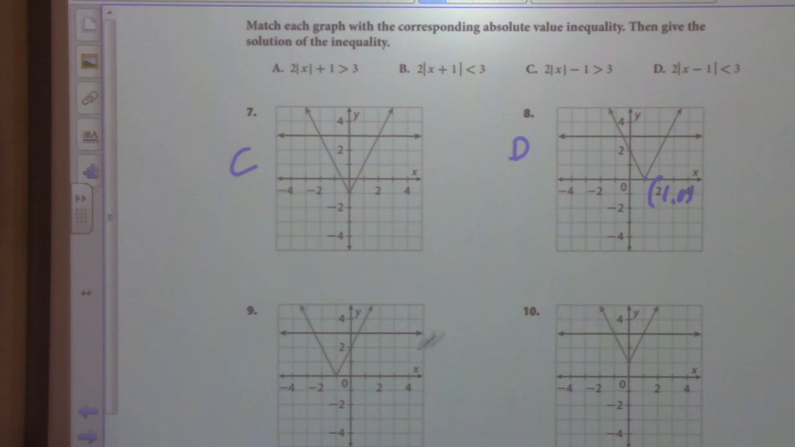10 is A, Jay says. Let's go ahead and check that out. So we have, yeah, +1, and we have 0, comma 1 as our vertex. Yeah, that's right. And then by process of elimination, 9 is going to be B, right? And it's going to be h is -1. So is everybody good on that? Okay.